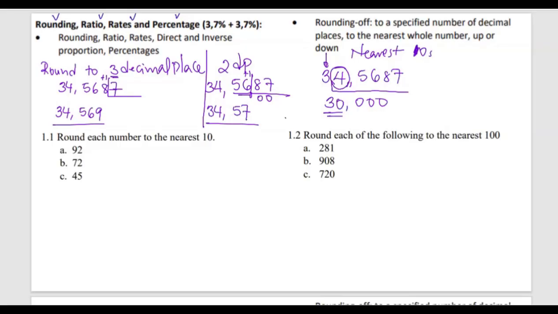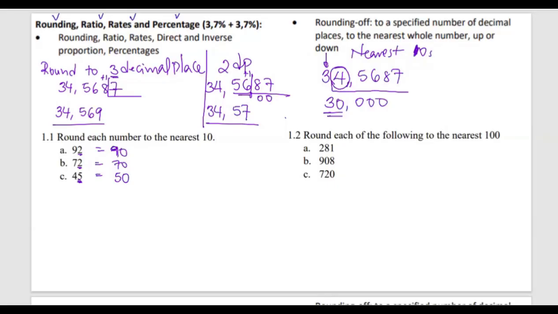Okay, they're telling us to round off each number here to the nearest tens. So this became 90. This becomes 70. This becomes 50. Why is it 50? Because 5 has crossed half of 10. That's why it became 50. Here, these ones remain because this is 2. It's below 5. So this is it. Nearest tens.